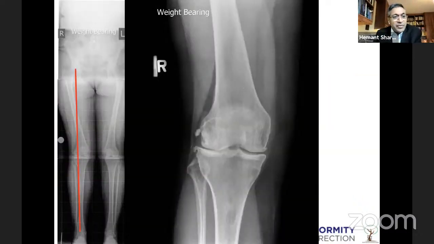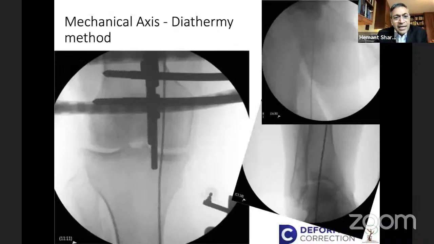This is an example where you see a young patient with a lateral compartment osteoarthritis, distal femoral valgus. Again, this is computer navigation assisted, and I use a diathermy, which you use normally, to mark the center of the hip and the center of the ankle. I wanted to overcorrect a little bit, so I've overcorrected it after locking the hinges.